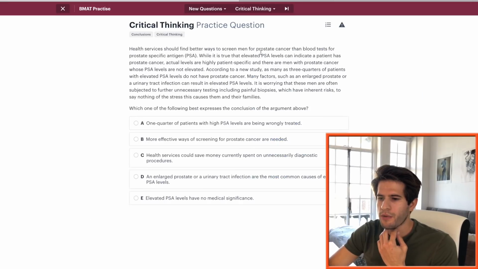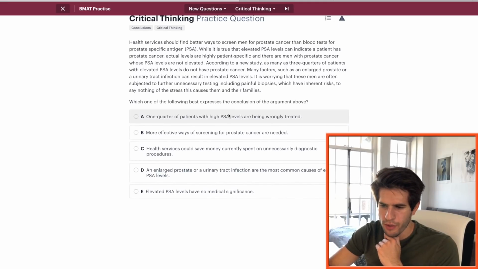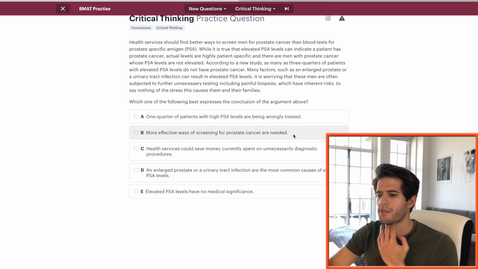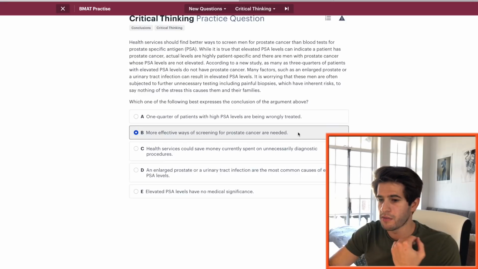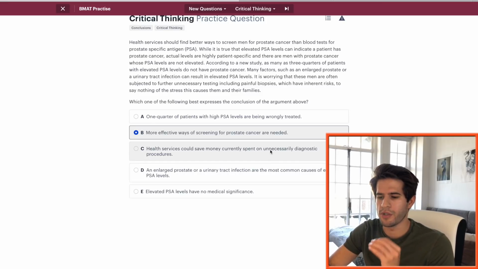Health services should find better ways to... which one of the following best expresses the conclusions? 1/4 of patients with high PSA are being wrongly treated. Not really. More effective ways of screening for prostate cancers are needed. This is definitely true. This is the argument, I would say. Health services could save money currently spent on unnecessary diagnostic procedures. I mean, that's probably true, but it's not the core conclusion of the argument.